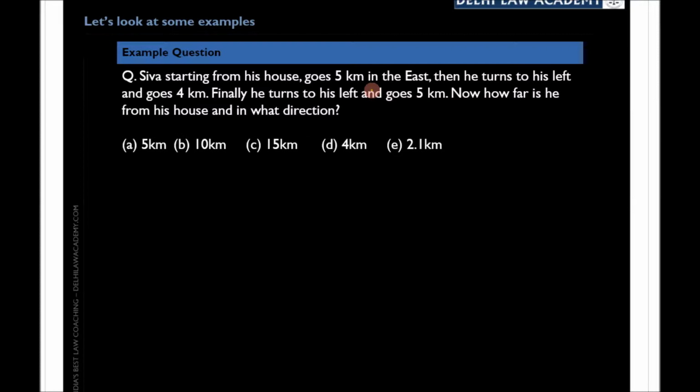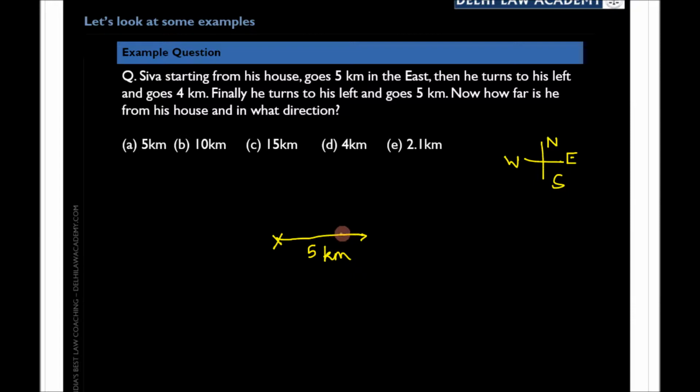So the way to solve this is to start drawing a diagram so that you can trace Shiva's movement. Let's say this is his starting point, and our directions are north, east, west and south. Let's assume that up here is north. If he's going 5 kilometers to the east, he's going in this direction, and this is 5 kilometers. Now he turns to his left.